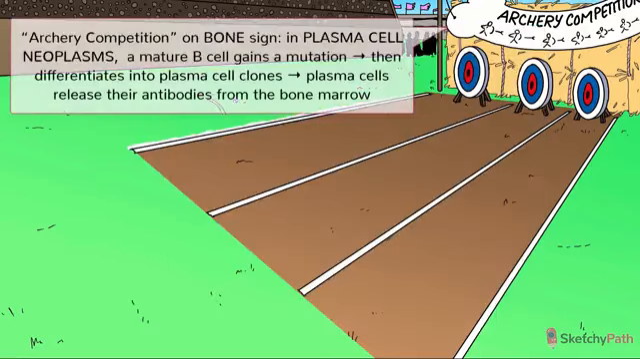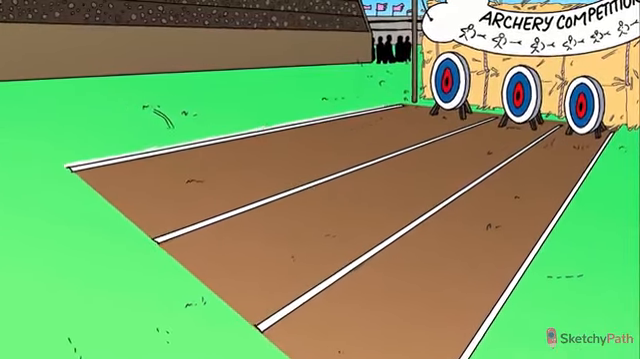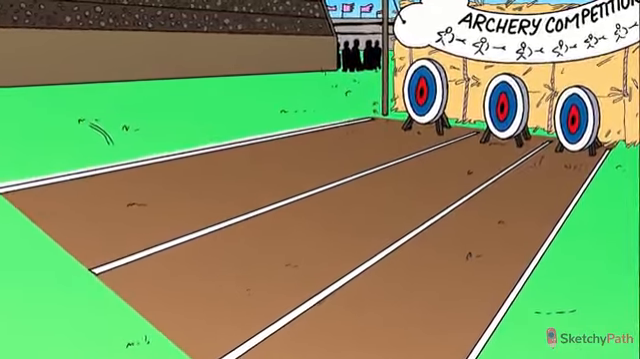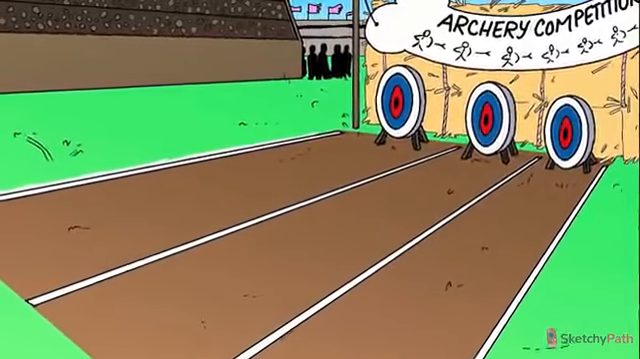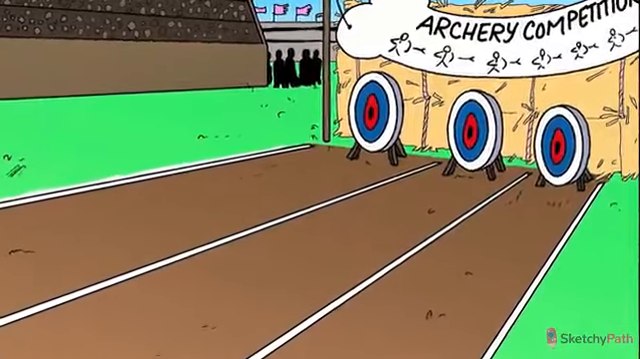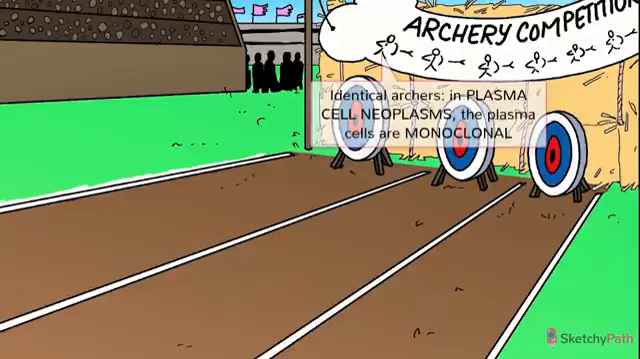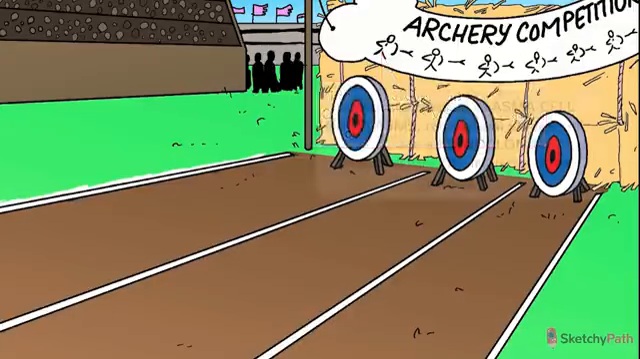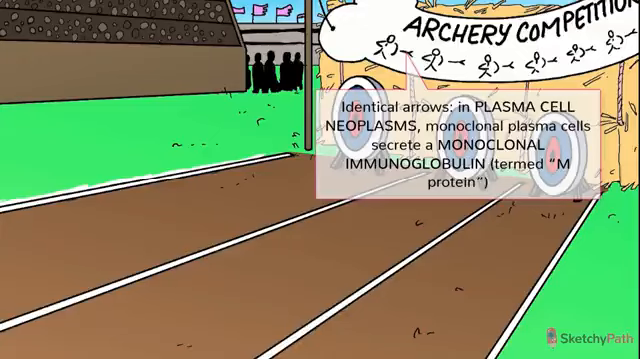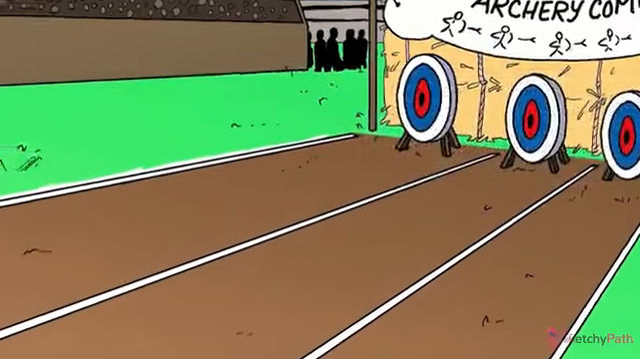In the plasma cell neoplasms, a mature B cell gains a mutation, resulting in clonal proliferation of plasma cells. And you know where they like to hang out, in the marrow. So check out the bone-shaped sign for the archery competition. It's filled with antibody archers, representing those antibody-secreting B cells. Not only that, we tried to convey the monoclonal nature of these plasma cell clones by making the pattern recurring, with each archer exactly the same. As we'll soon see, these clones secrete a monoclonal immunoglobulin that we can measure in the serum. This is called the M protein.